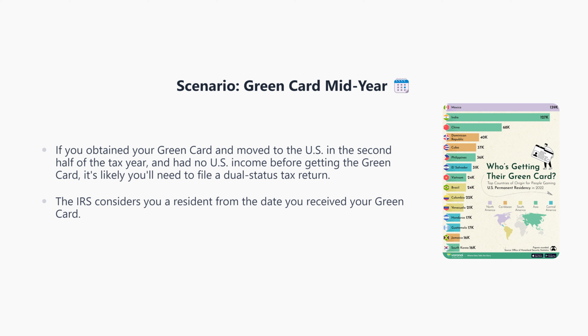Consider this scenario. You received your green card and moved to the U.S. in the second half of the tax year, and you had no U.S. income before. In this case, you will likely need to file a dual status tax return. According to the IRS, your residency starts on the date you obtain your green card.